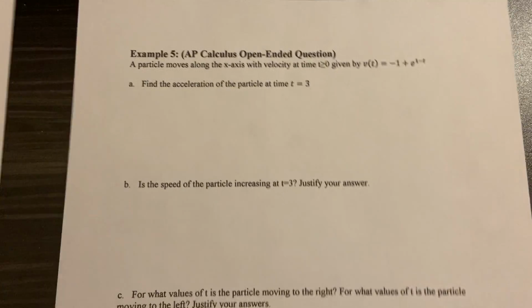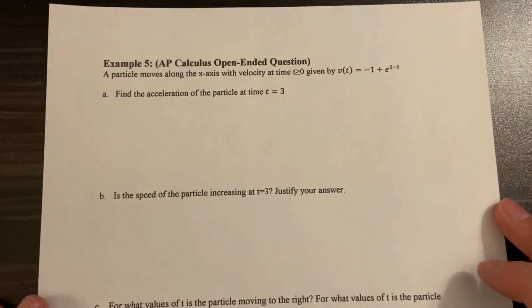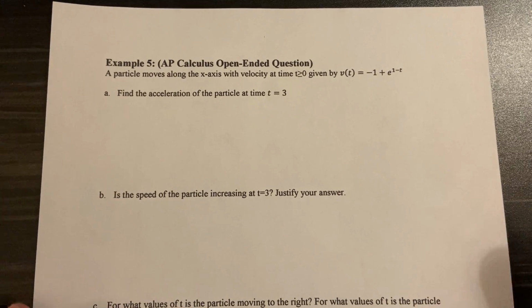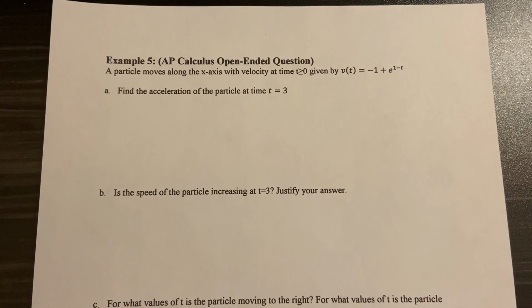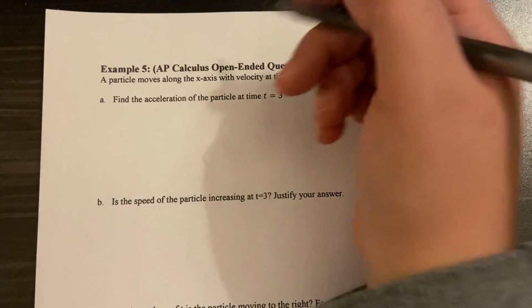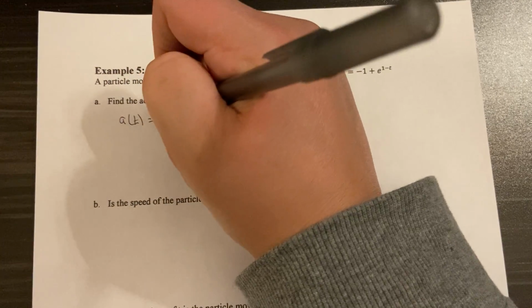Okay, and then we just have one more question. That's, again, a review type of question. So it says, a particle moves along an x-axis with velocity at time t greater than 0 given by v of t is equal to this function. The first thing they ask us is to find the acceleration. So we know that the derivative of velocity is acceleration. So a of t would equal v prime of t.